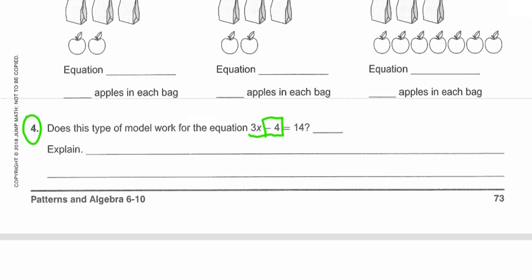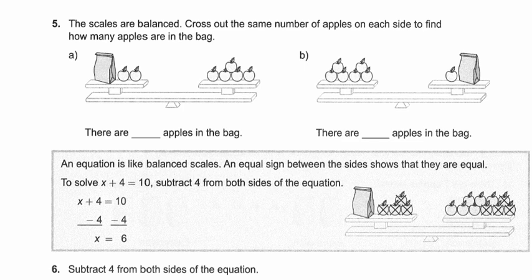Let's see what happens on page 74. For question 5, it says the scales are balanced. Cross out the same number of apples on each side to find out how many apples are in the bag. So I'll cross out 2 here and 2 here. So how many apples must be in the bag? 3, because I can see there's 3 left over here, so there must be 3 in that bag to balance it out. See if you can do B by crossing off apples.